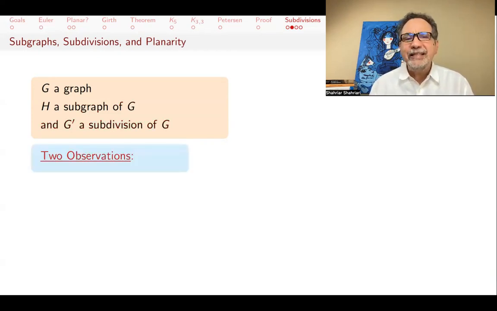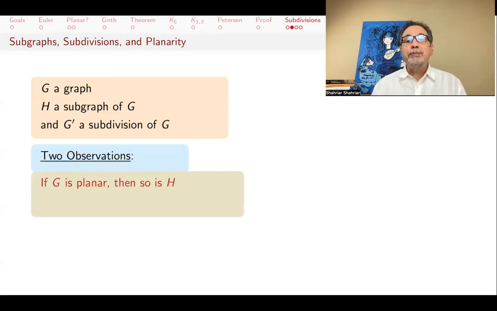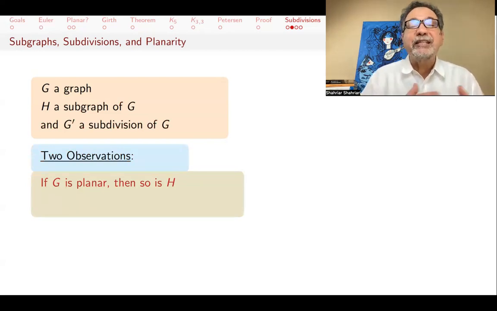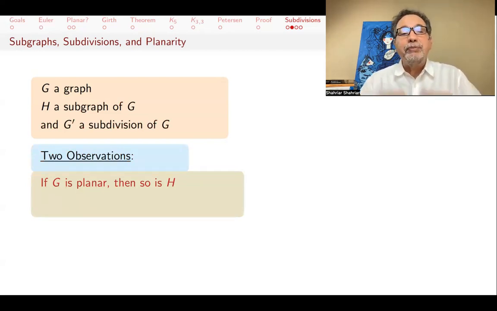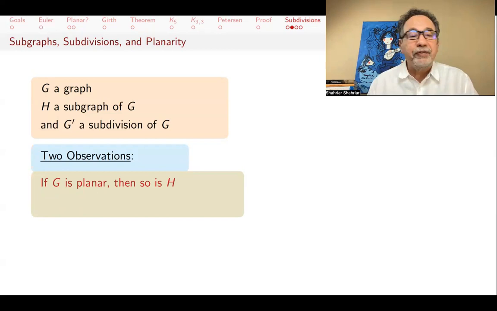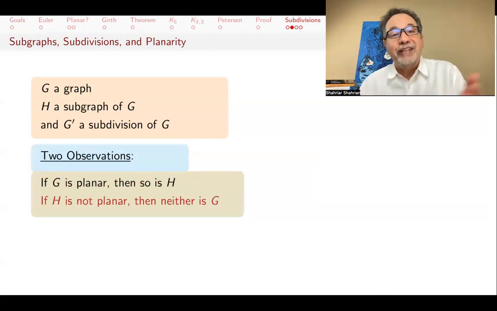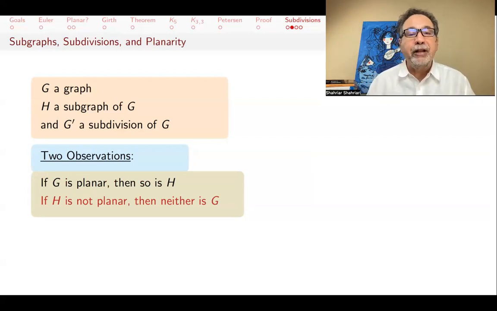There's two easy observations. One is that if G is planar, then so is H. H, remember, is a subgraph of G. If G is planar, that means you could draw G without any edges crossing. Well, if you could do that, you've already drawn H as well, because H was sitting inside G. So then, of course, H is also planar. The contrapositive of that, the same statement, is that if H is not planar, if the subgraph is not planar, then the bigger graph can't possibly be planar either.